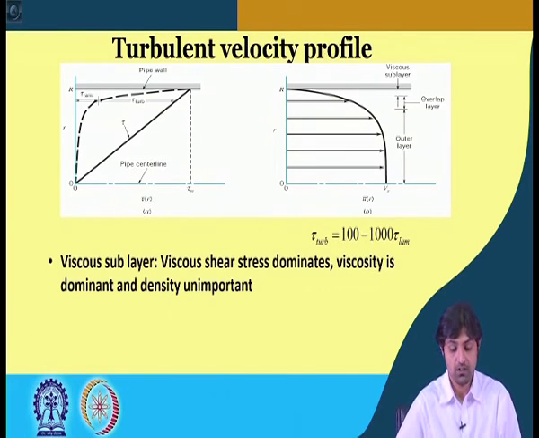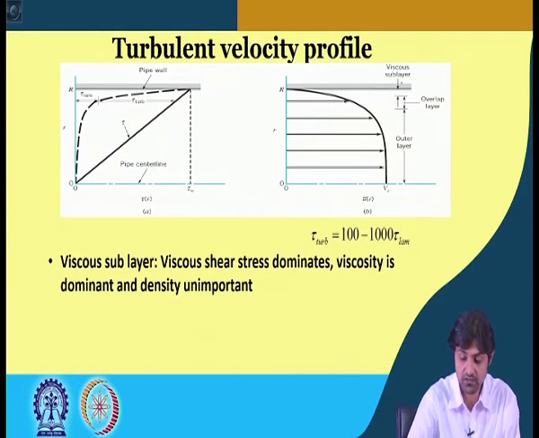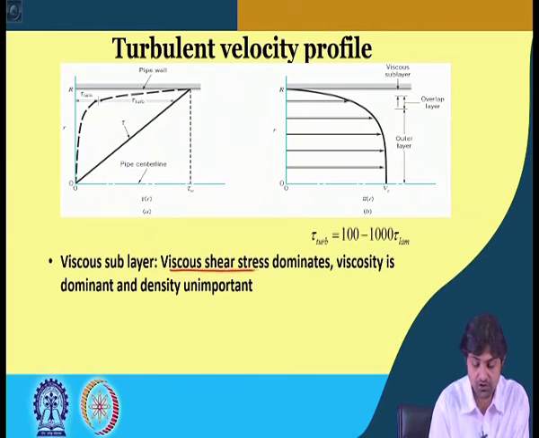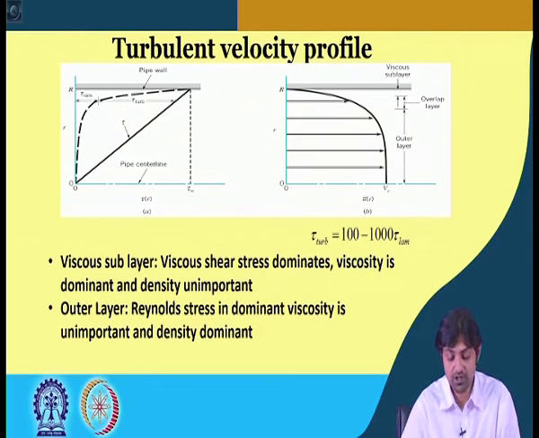We said there are several layers. We have gone into much detail in our laminar and turbulent module, but for repetition I would like to go once again very briefly and try to solve some problems as well. What is the viscous sublayer? In this viscous sublayer, which is very near to the wall, the viscous shear stress dominates. Therefore viscosity is dominant and density is unimportant, as we have seen before. In the outer layer, Reynolds stress is dominant and viscosity is unimportant, and therefore density is dominant.